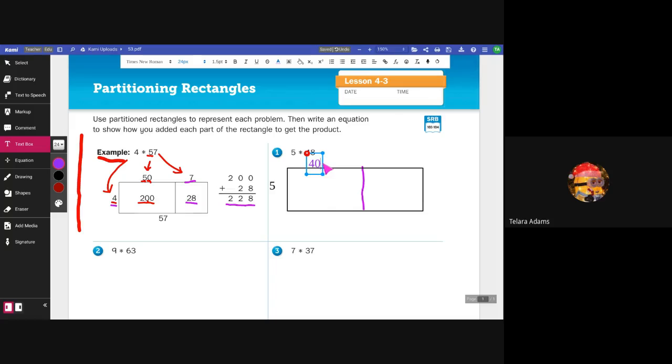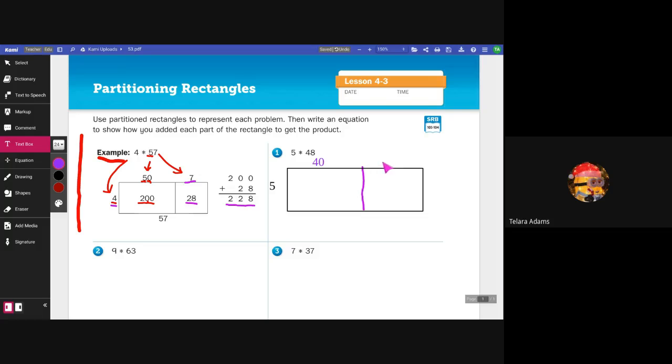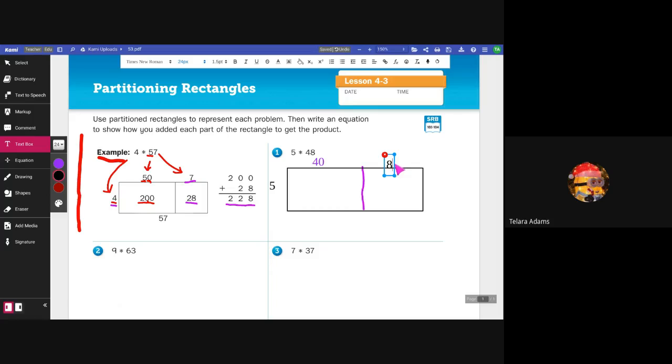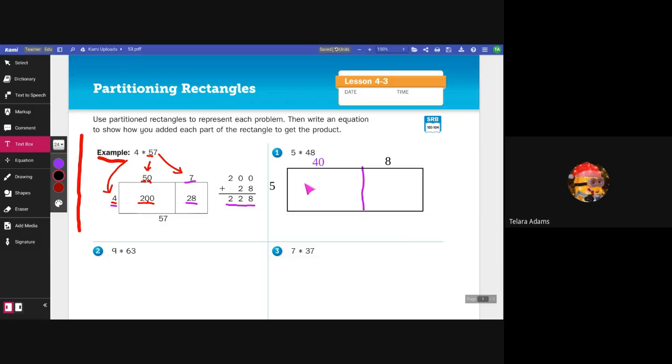I'm going to put that right there above my rectangle. And the value of the 8, yes, 8. Now I'm going to multiply 5 times 40. The good thing is I can use my basic digit here. 4 times 5 equals 20.